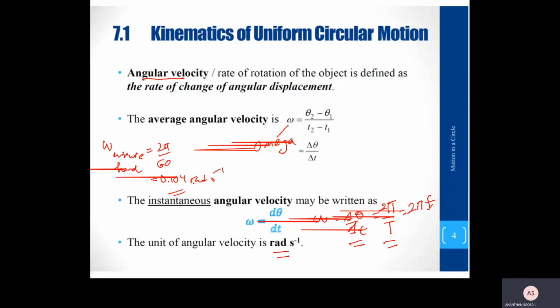What is the omega of the hour hand? 2 pi over what? What is the period of the hour hand? The hour hand takes 12 hours to go 1 round. So change to seconds: 12 hours times 60 minutes times 60 seconds. Have to change to seconds a lot.